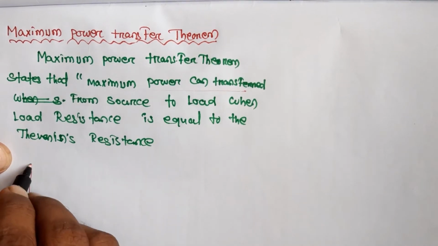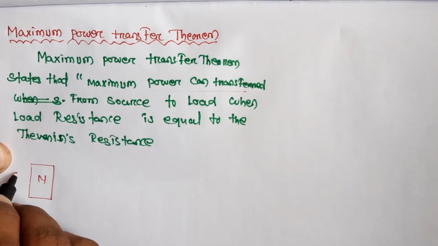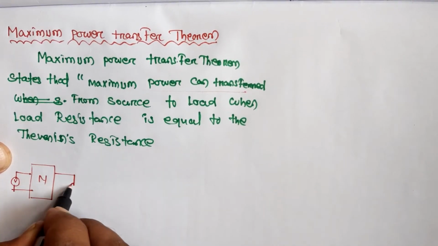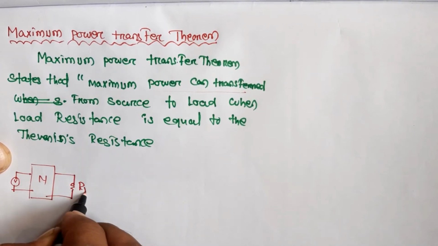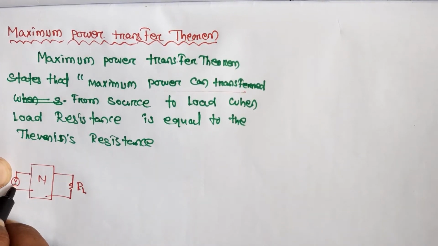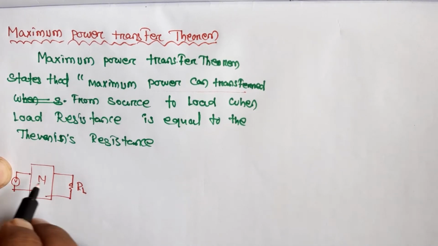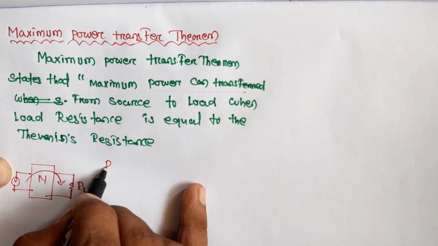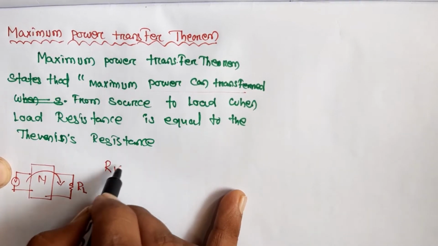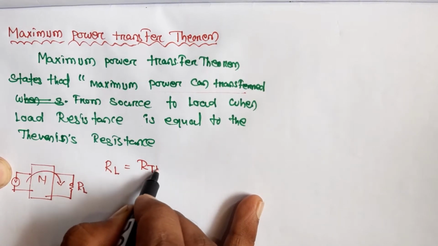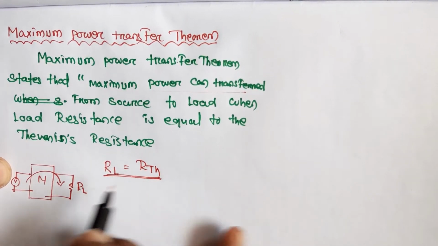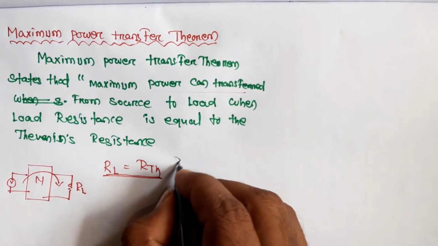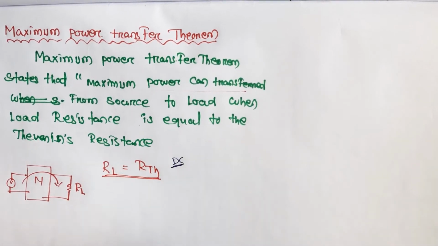Let this be a network. Here is the supply source, and this is the load. The theorem states that the maximum power can transfer from source to load when this load resistance is equal to the Thevenin's equivalent resistance. This is only the case for a DC network. For an AC network we will discuss later.